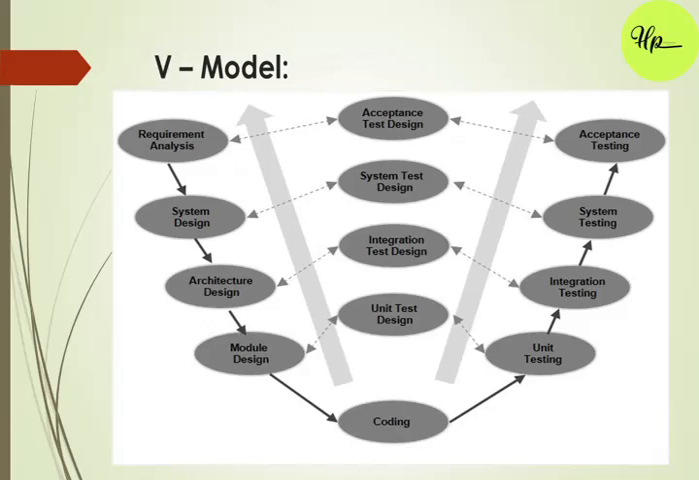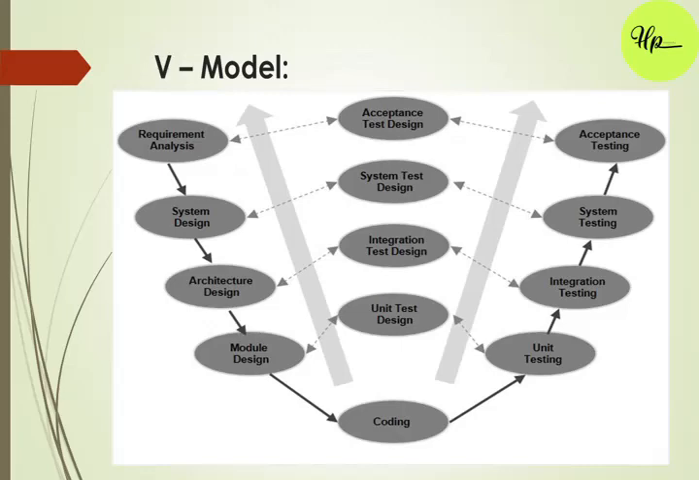Next phase in the V model is module design. In this phase, the detailed internal design for all the system modules is specified. It is referred to as low-level design. It is important that the design is compatible with the other modules in the system architecture and the other external systems. Then comes the coding phase. The actual coding of the system modules designed in the design phase is taken up. In the coding phase, the coding is performed based on the coding guidelines and standards.